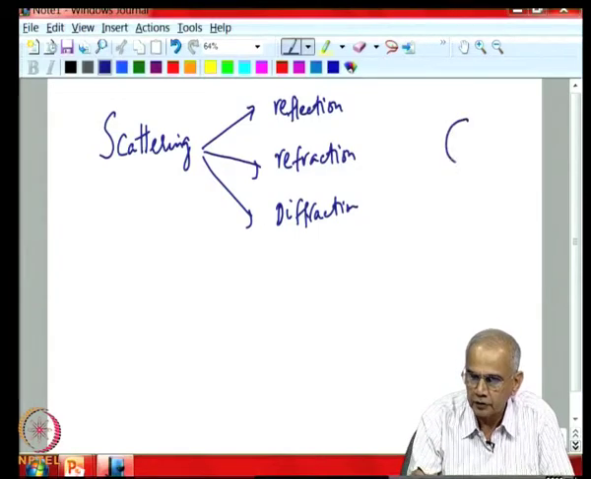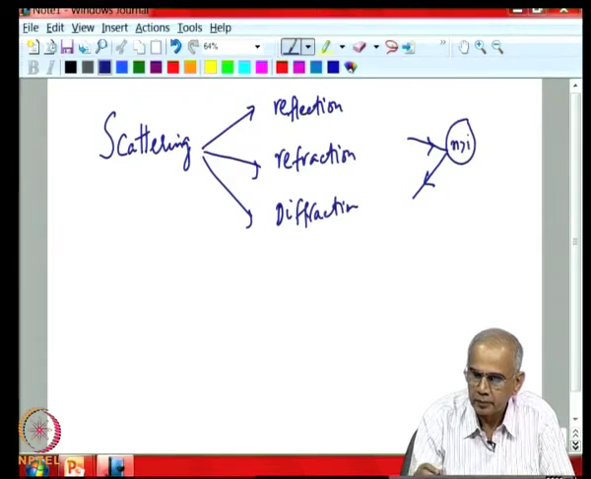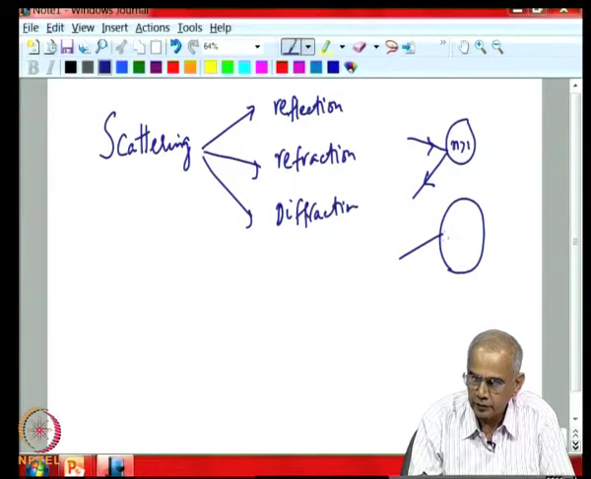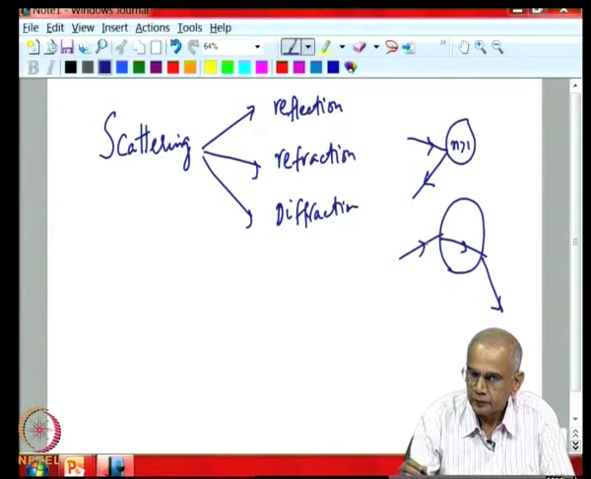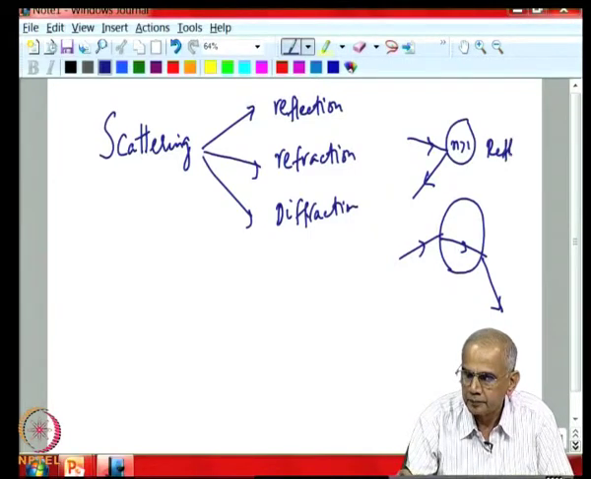In reflection, as all of you know, a ray striking, let us say, a liquid drop with refractivity greater than 1, it will reflect the radiation. We also know that the same droplet, if it is transparent, can also refract. So, this is reflection, this is refraction.